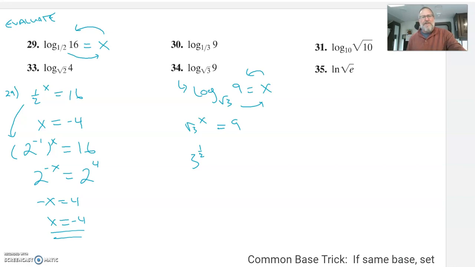You might remember square roots are 1/2 exponent. And if I take that to a power, you multiply those exponents. So now I got 1/2 x. And I'm going to set this equal to 9, but I'm going to convert 9 to 3 squared. Look, common bases again. If our bases are the same, set these exponents equal to each other. Makes sense, right? 3 to something has got to be the same as 3 to something. The somethings have to be the same.